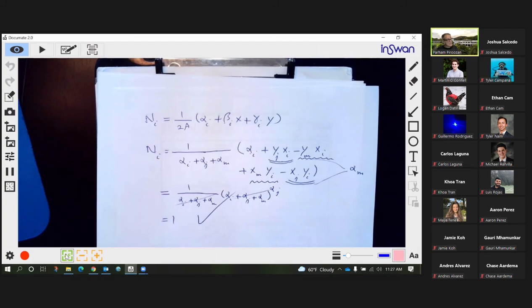And you can check, for example, at other nodes. If you put node j, so it would be xj, yj, it would be 0, and Ni would be 0 if it is evaluated at other nodes. So you can show it yourself. All right, I just checked this one, but you can check others. Any questions on this before moving on? All right.